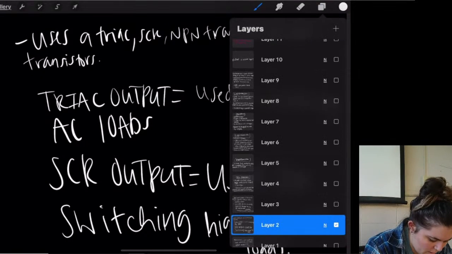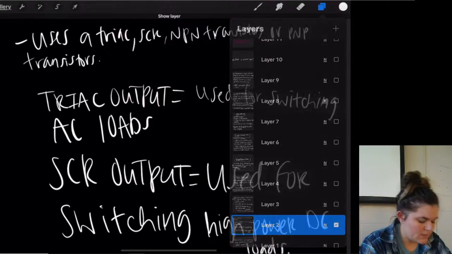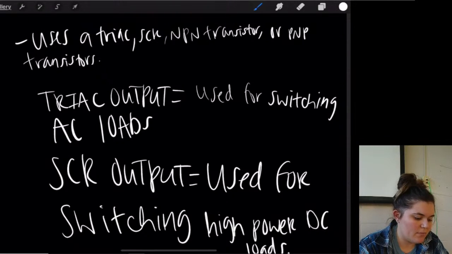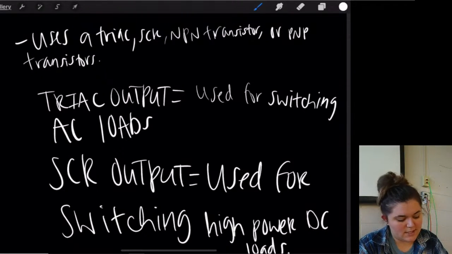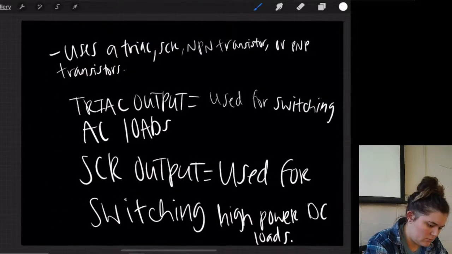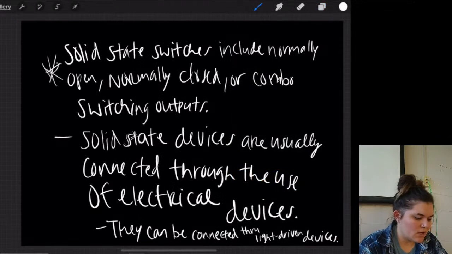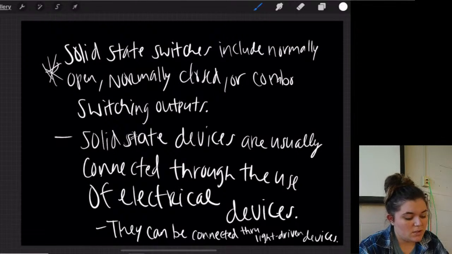So, we're still talking about photoelectric devices. They use a triac, SCR, NPN transistor or PNP transistor. The triac output is used for switching AC loads. The SCR output is used for switching high power DC loads. Solid state switches include normally open, normally closed, or combination switching outputs. Solid state devices are usually connected through the use of electrical devices, so they can also be connected through light driven devices.